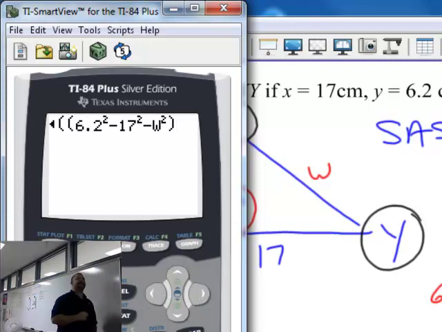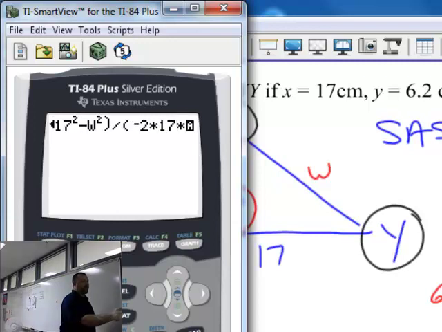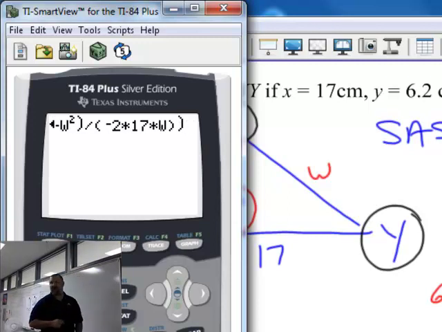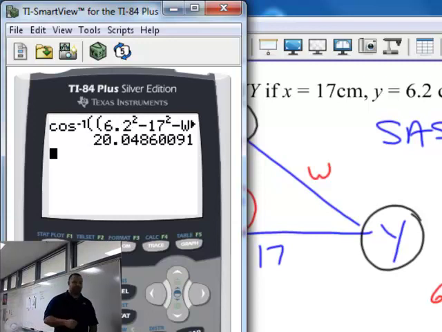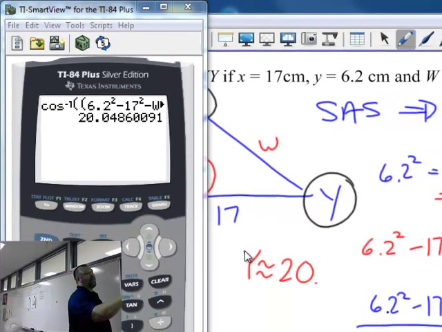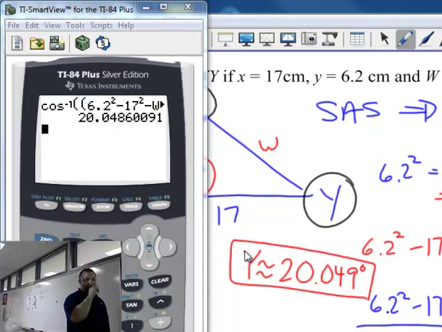Okay, divided by another open parentheses for the denominator: negative 2 times 17 times W. Close the parentheses for the bottom of the fraction, and close the parentheses for the inverse cosine, and press enter. As long as you're in degree mode, you will get a degree measurement for Y to be approximately 20.049 degrees.